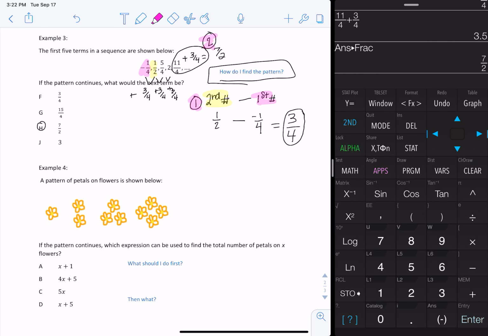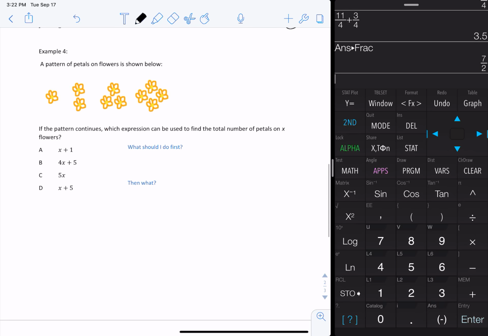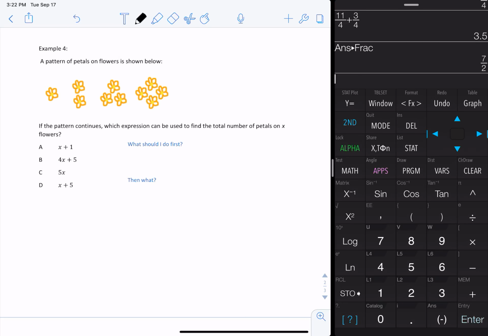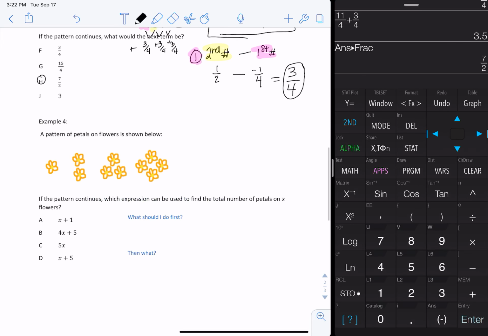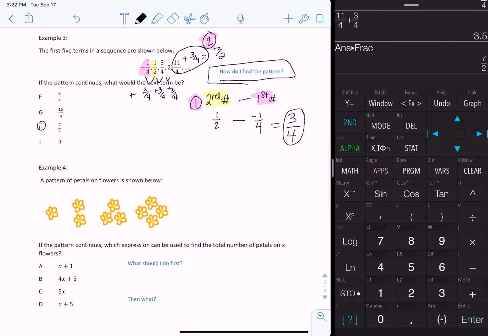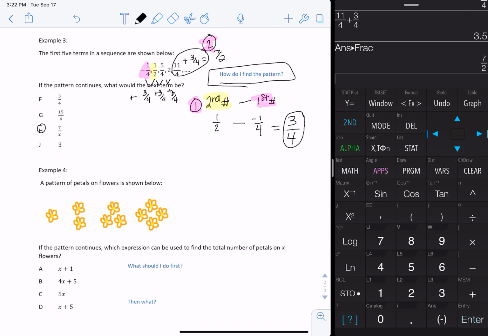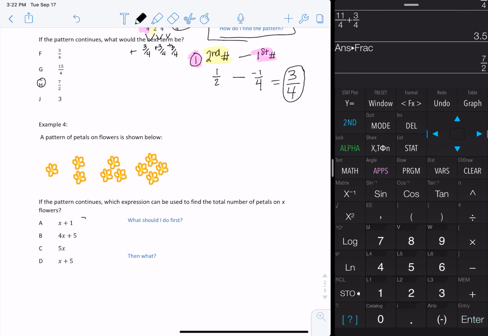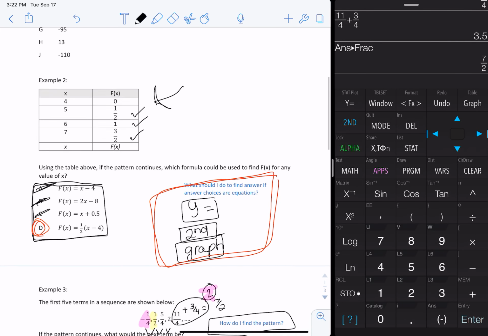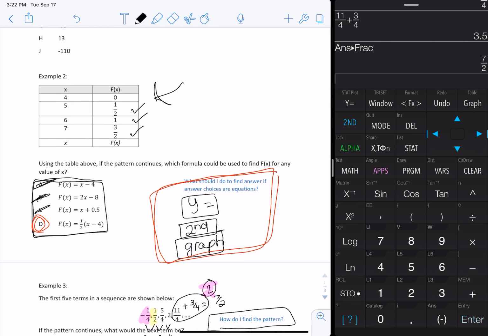All right, example 4. Example 4 gives you a pattern, just like the one before it did, just like example 3. The difference is, example 3 wanted to know the next term, and example 4 gives us expressions. Well, we already know that if I have expressions or equations, I can type them into y equals, right? But before I do that, I need to figure out what table I would be looking for. So it's also a lot like example 2, but example 2 gave you the table.